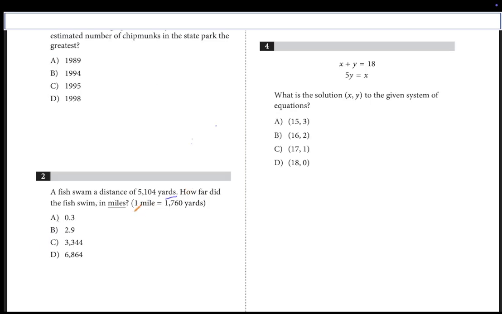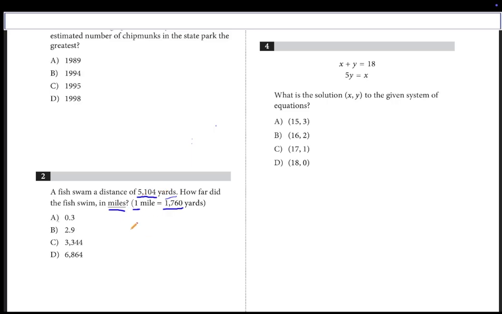So here we have the next question. Question number 2. A fish swam a distance of 5,104 yards. How far did the fish swim in miles? Here we have our conversion factors. We have 1 mile is equal to 1,760 yards. So we're going from yards, because that's the number given to us, into miles.